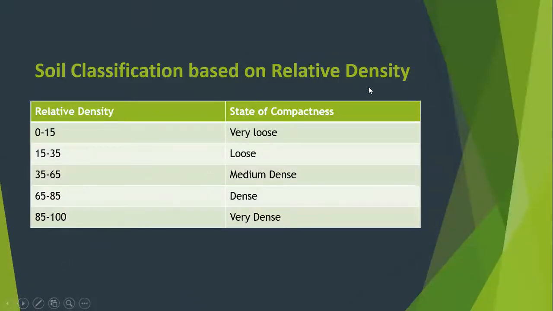On the basis of relative density, we can divide soil into some categories, giving the state of compactness. If the relative density is 0 to 15, we can say our soil is in a very loose state. If it is 15 to 35, it's a loose state, 35 to 65 is medium dense, 65 to 85 is dense soil, and 85 to 100 is very dense soil. So this is all about relative density and how to check it.